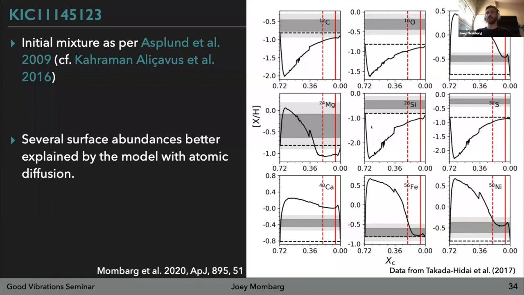In some cases, we actually find a much better match. For example, the sodium abundance we can better explain, as well as the nitrogen abundance and a bit also the iron abundance, and the nickel abundance. So in general, we are a bit better at explaining the observed surface abundance for this star when we also turn on atomic diffusion. And in some cases, we don't. This could just be that the initial abundance of this element was not correct.